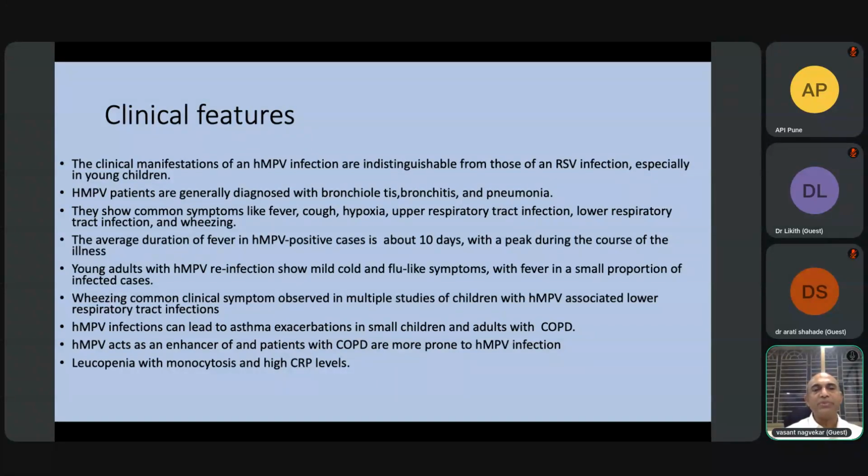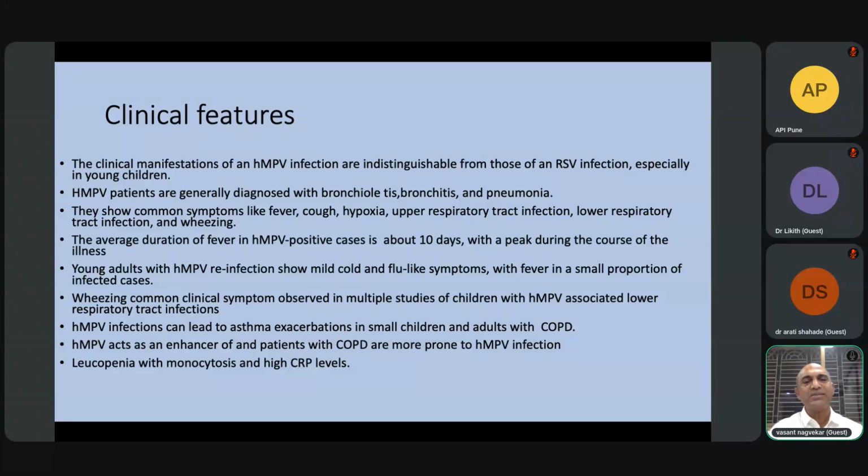They show common symptoms like fever, cough, hypoxia, and in severe cases ARDS, or it could be just an upper respiratory tract infection, like sore throat, rhinitis, rhinorrhea, or maybe laryngitis. Lower respiratory tract infections and wheezing are most common. The average duration of fever in human metapneumovirus could be anywhere from 2 to 10 days, with a peak during the course of the illness. Young adults with human metapneumovirus reinfection show mild cold and flu-like symptoms, with fever in a small proportion.